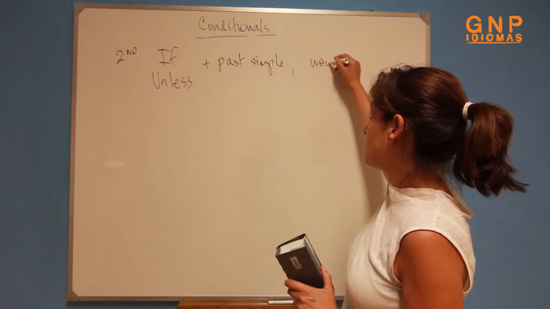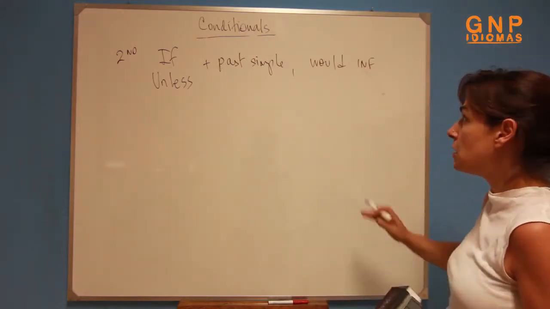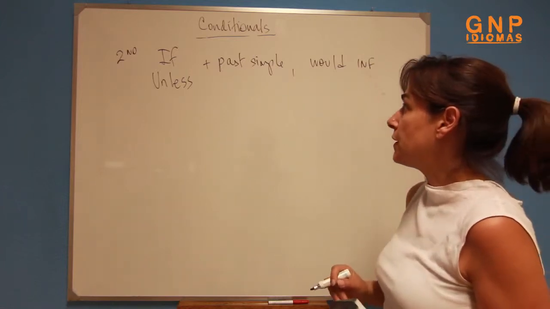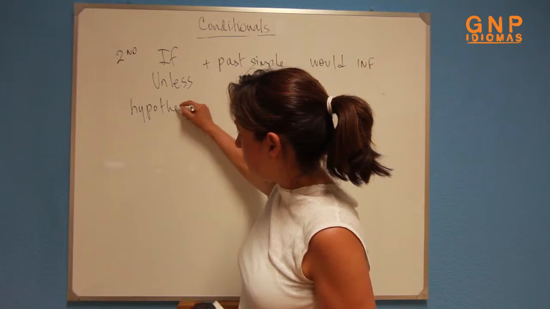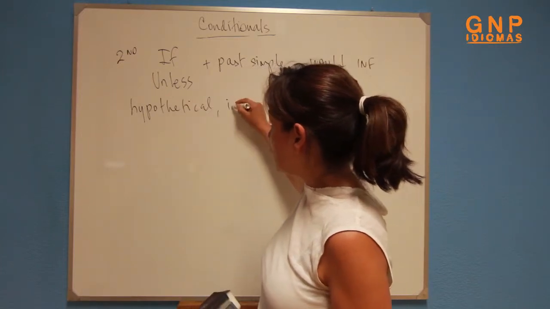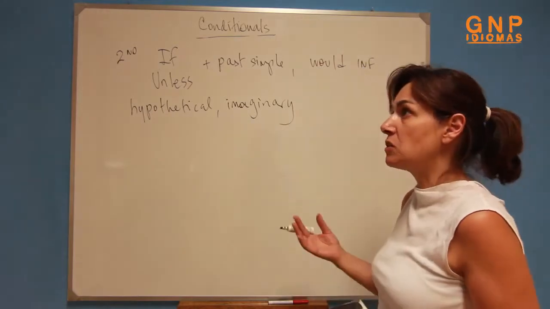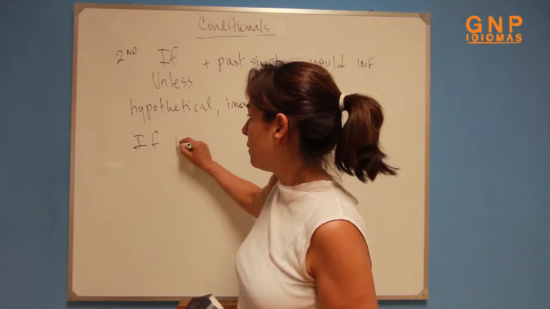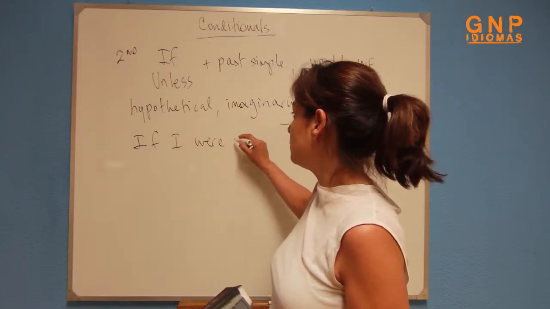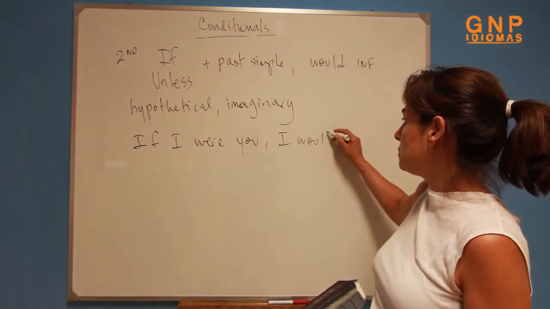And in the second part, I use would plus the infinitive, the bare infinitive, always after a modal verb, never to. Here this is a hypothetical or imaginary situation. That's why it's so common, because we're putting ourselves into a situation that just is not real. So, if I were you, I'm not, but if I were, I would try again.